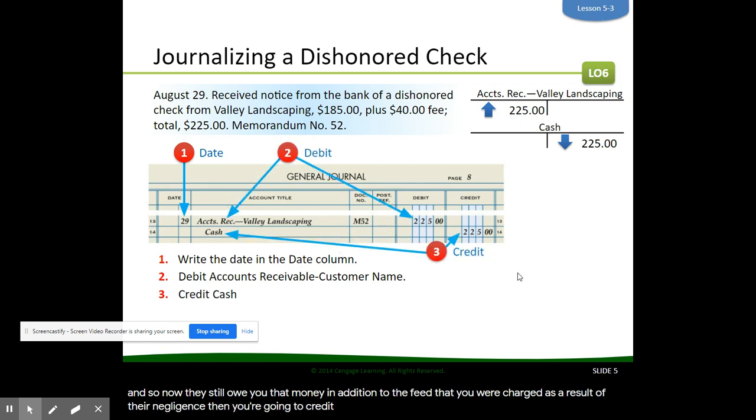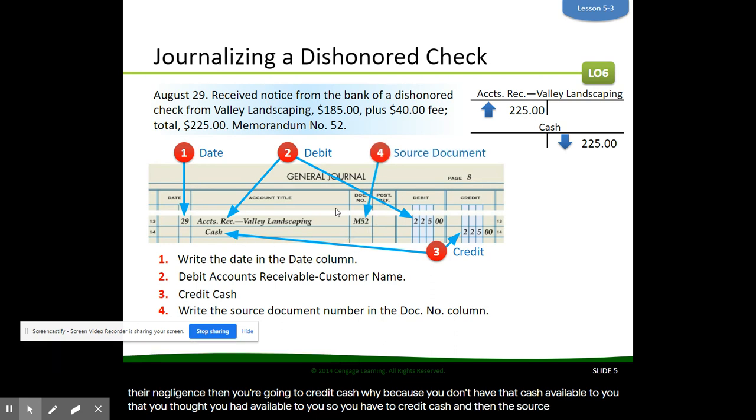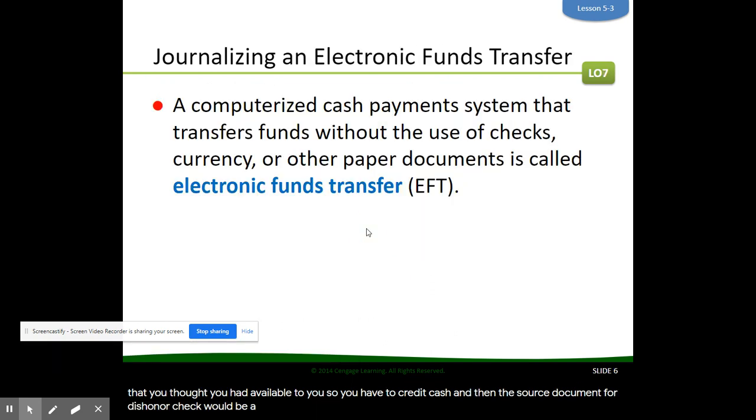Then you're going to credit cash. Why? Because you don't have that cash available to you that you thought you had available to you. So you have to credit cash. And then the source document for a dishonored check would be a memorandum.